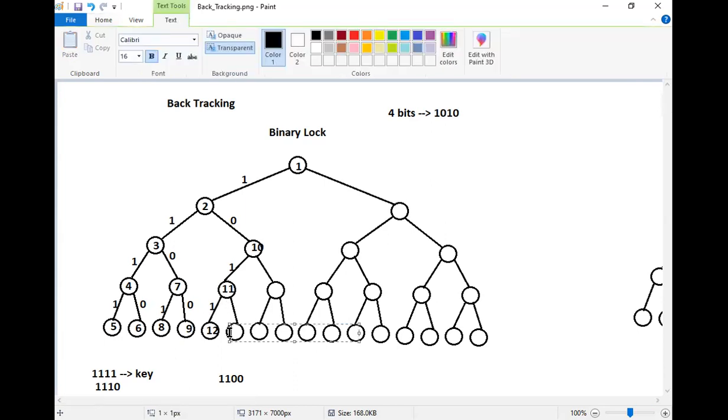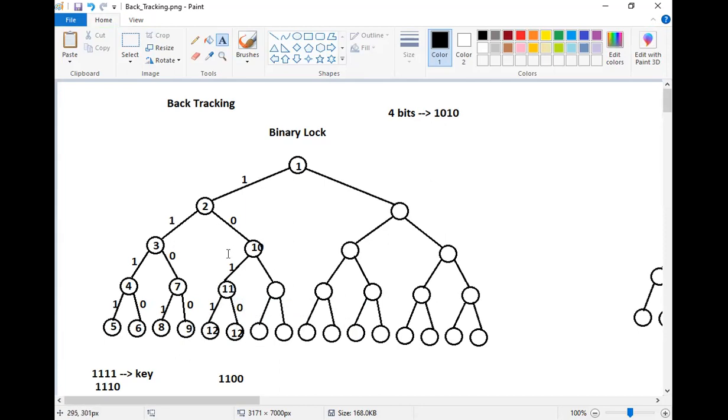So what do I have here? 12. What is the edge value? 0. Okay. Now, will this path give me a result? This is 1, 0, 1, 0. Yes? Yes. That means now I have found the solution.